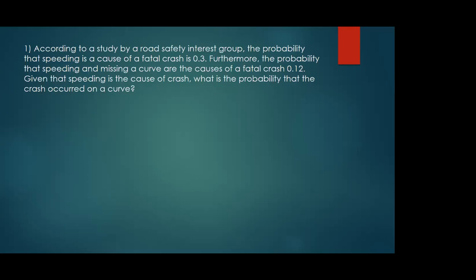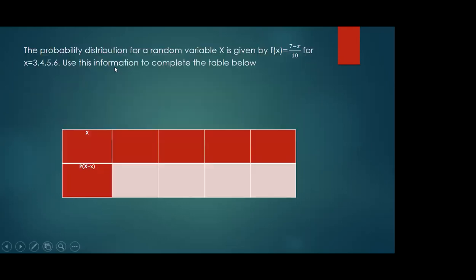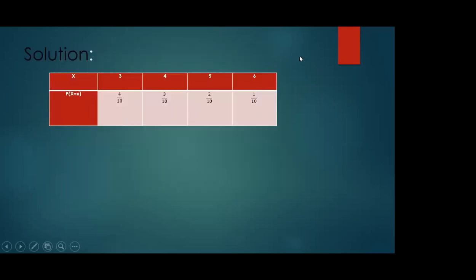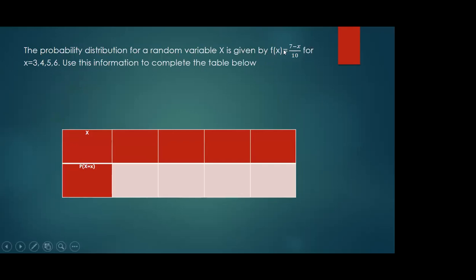So how did you, 7 for x? No, 7 was a part of the probability function. So remember, this was our function, where f of x is equal to (7 minus x) divided by 10. So 7 was a part of our function. All right.